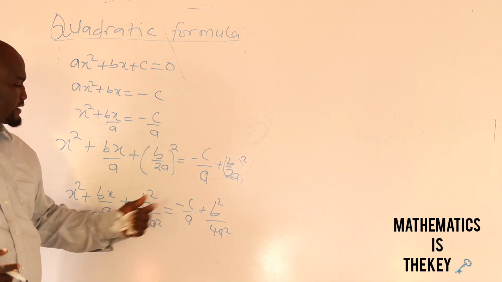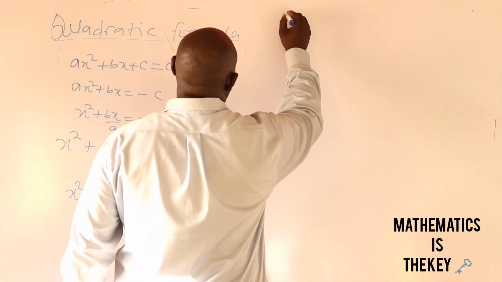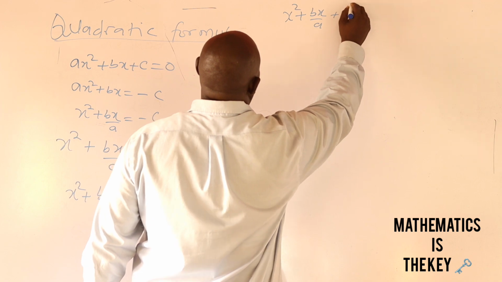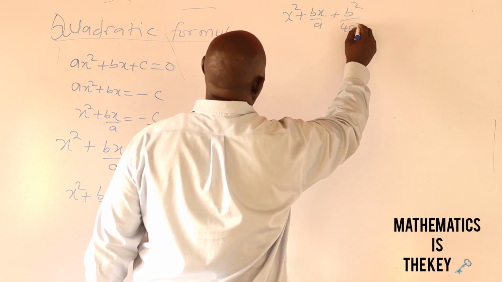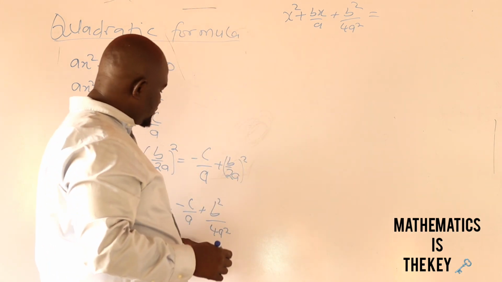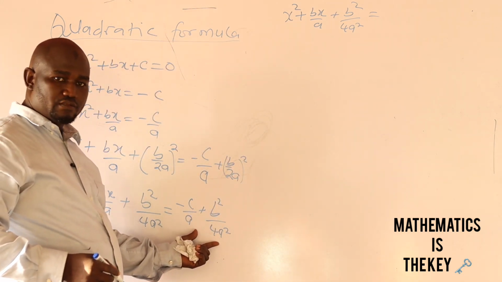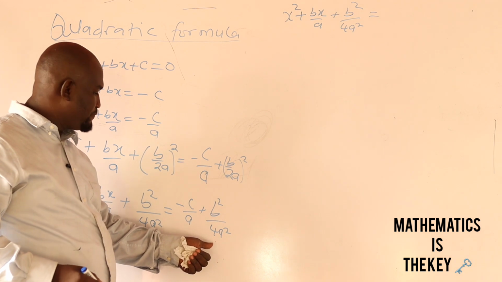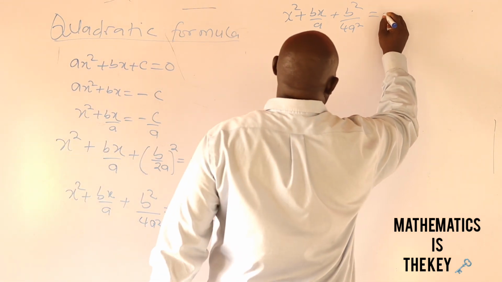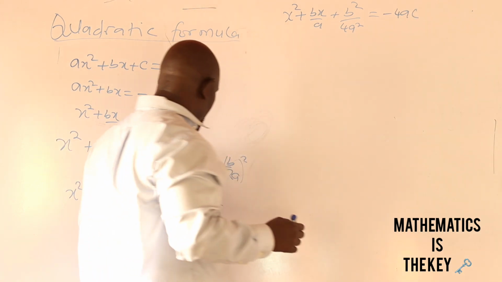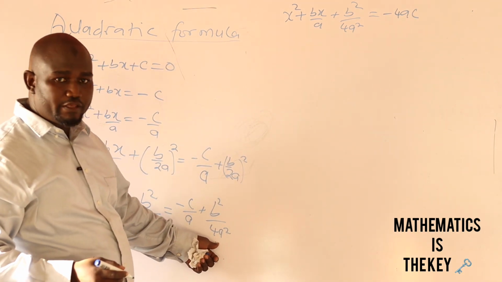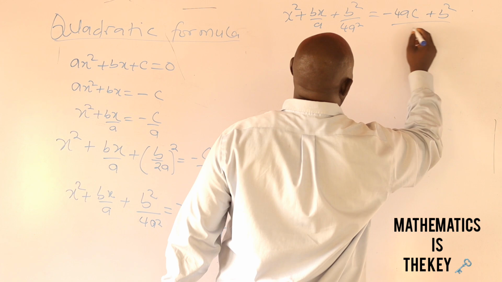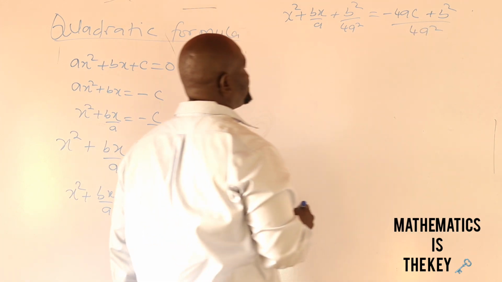Let us simplify the right hand side. In doing so, we have x squared plus bx all over a plus b squared all over 4a squared is equal to, the LCM of this is 4a squared. So we'll have a into 4a squared is just 4a. 4a multiplied by c, we'll have minus 4ac. And 4a squared into 4a squared is 1. So 1 multiplied by b squared, we have b squared all over the LCM, which is 4a squared.